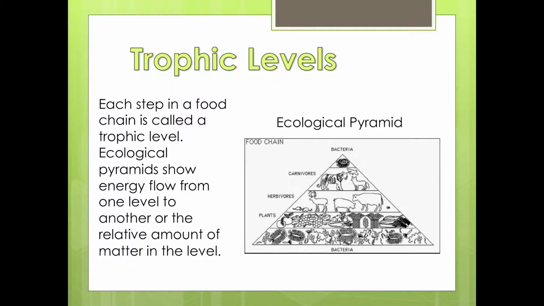A trophic level is each step in the food chain. And so sometimes those trophic levels are shown through pyramids of energy flow. So it's one level moving to another. It again shows the way energy is traveling, just like it did with the food chain and the food web. If you look at this ecological pyramid, you'll see that producers are located at the bottom and some decomposers all the way down there, followed by the herbivores that eat the producers, the carnivores that eat the herbivores, and then the bacteria for the decomposers at the top again.